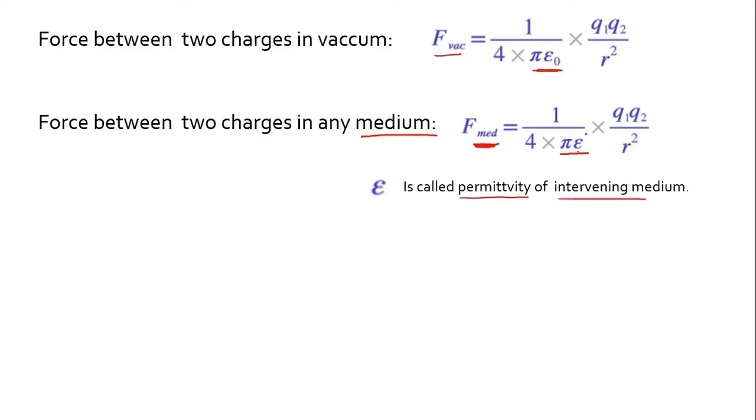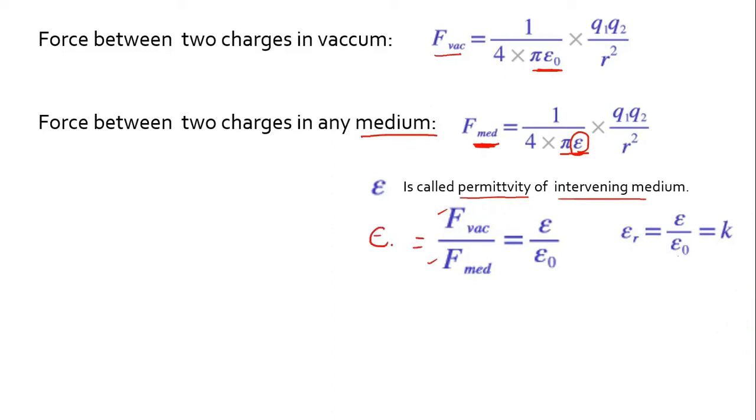This epsilon is the deciding factor which will decide the magnitude of the force between the same two charges which were there in a vacuum. So what is the effect of this medium? If we divide these two forces, that is force in vacuum and force in medium, we get the ratio epsilon upon epsilon naught, and this ratio is called the relative permittivity, which equals epsilon upon epsilon naught. This is also equal to the ratio of F vacuum to F medium.